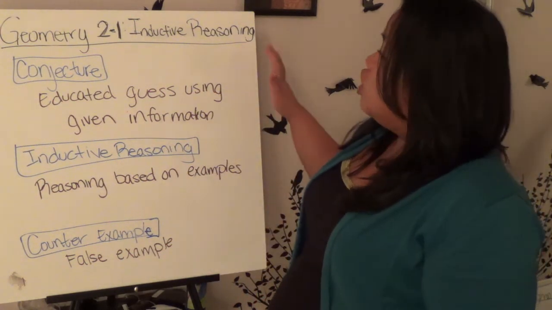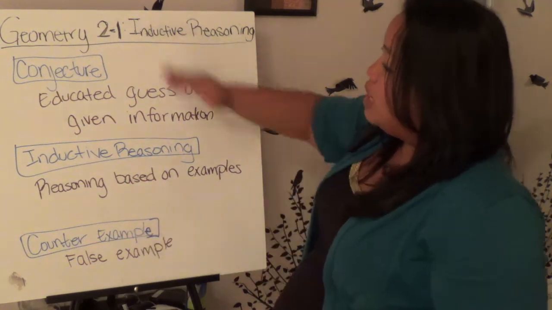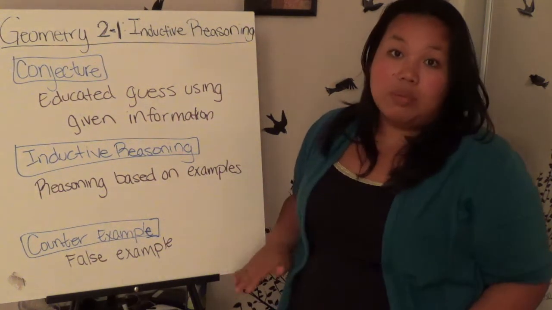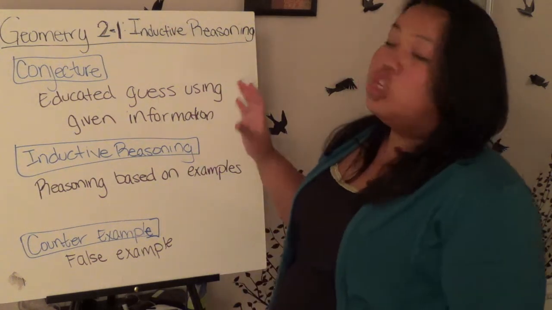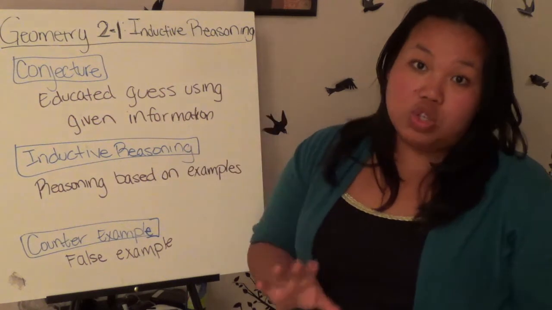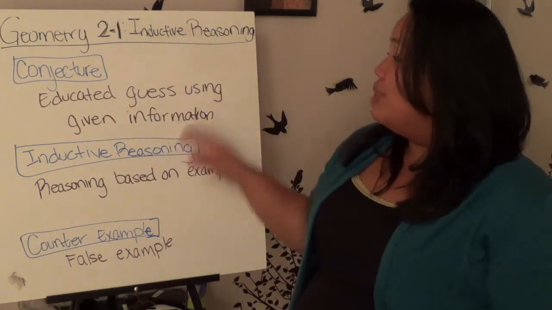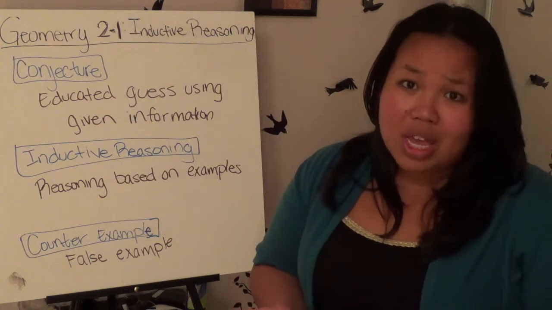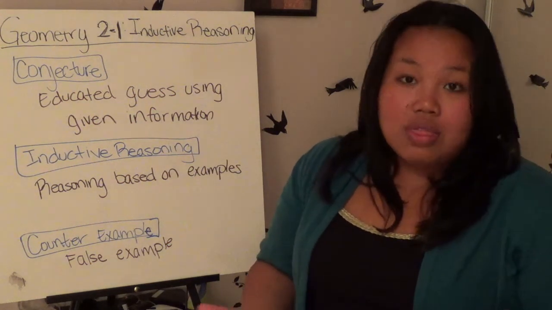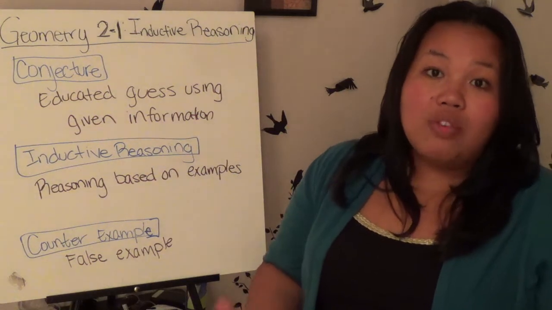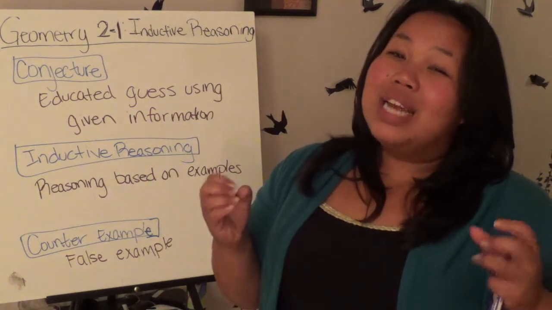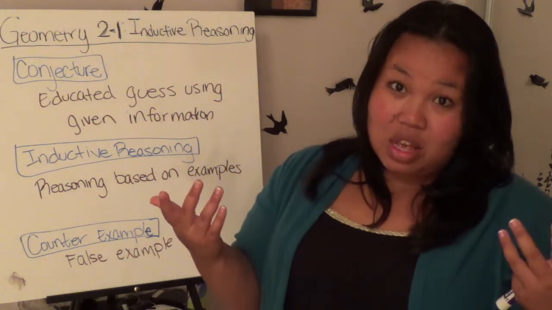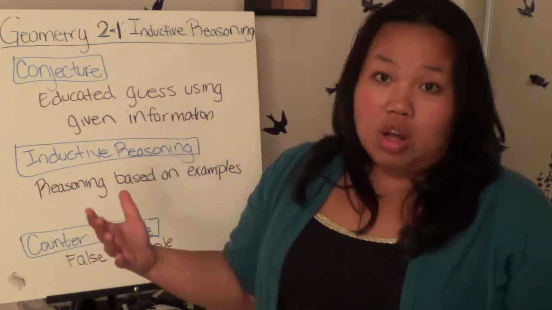Okay? For logic and reasoning, we have three basic words for Section 2.1. Conjecture, inductive reasoning, and counterexample. Now, I know you've done your vocabulary, but I'm going to just go over them real quick, so make sure you really understand. Conjecture is basically an educated guess using information. So, for example, you see someone crying and you assume that they're sad. That's your conjecture, okay? You have information of crying, but not necessarily all the background information, so the best thing you have is a guess, according to your prior knowledge.